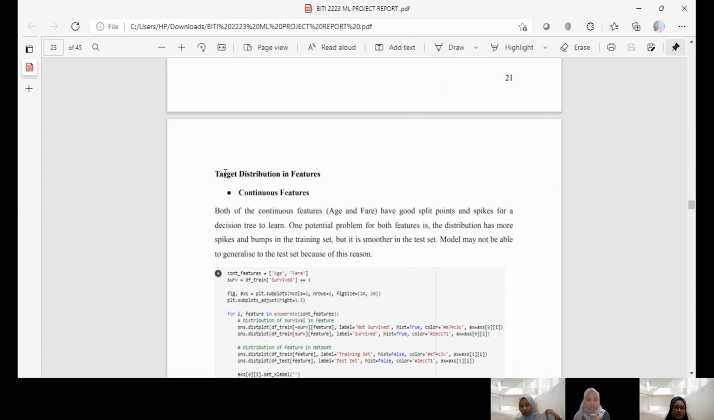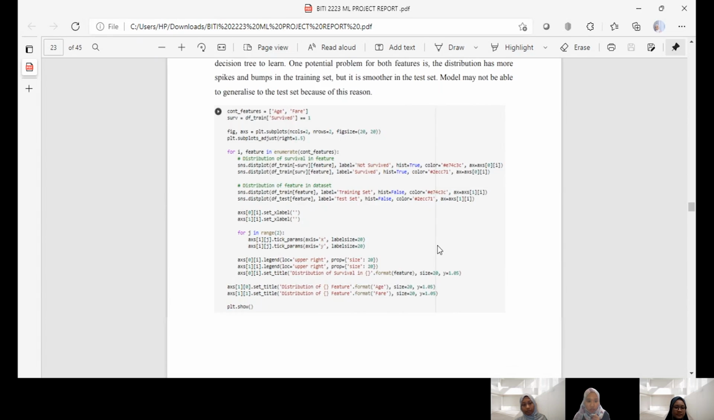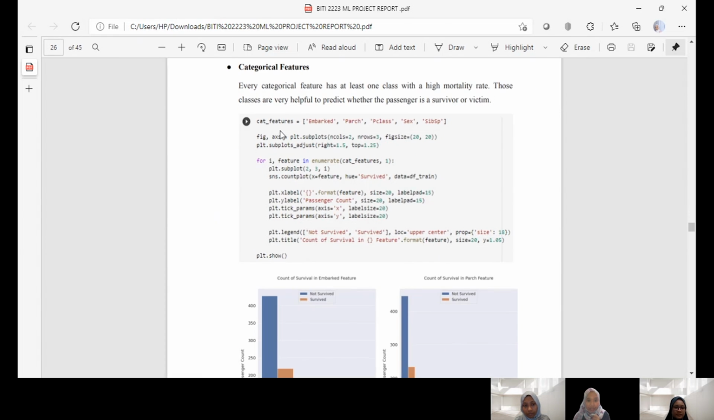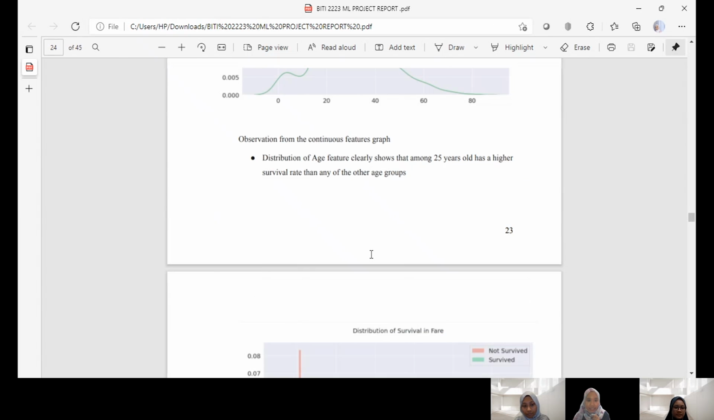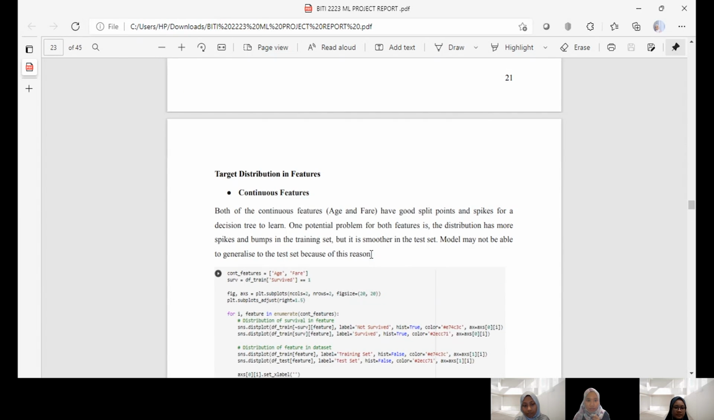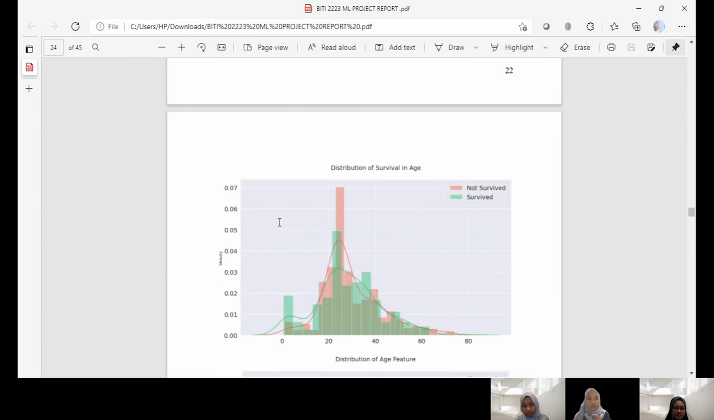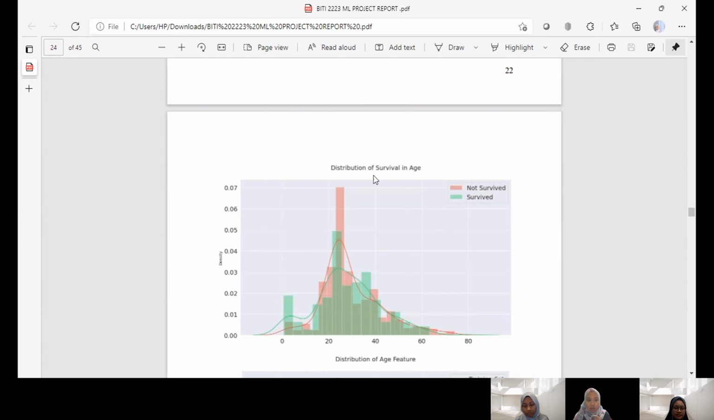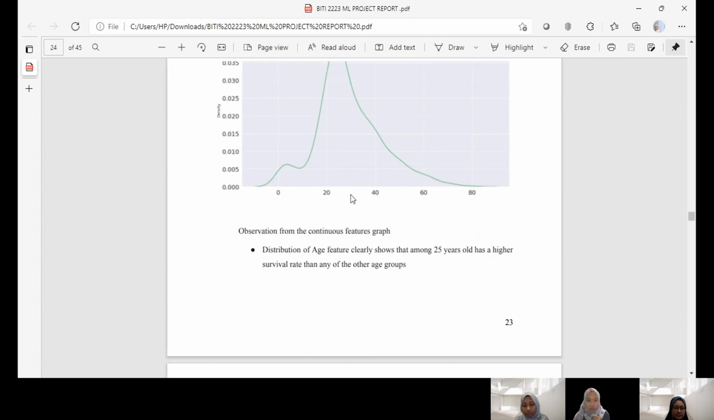And then the target distribution in features, we have continuous and also categorical. As for the continuous, we can say that both are continuous features, where age and fare have good split points and spikes for the decision tree to learn. This is our command. Then this is our graph of the distribution of survival in age.